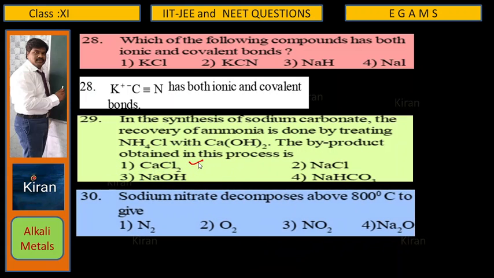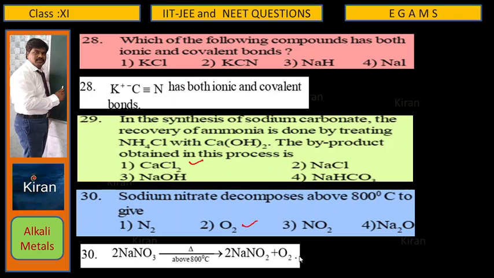Sodium nitrate decomposes above 800 degrees centigrade to give nitrogen, oxygen, nitrogen dioxide and sodium oxide. Upon heating of sodium nitrate, always you will get oxygen gas. Option 2. See, oxygen gas.